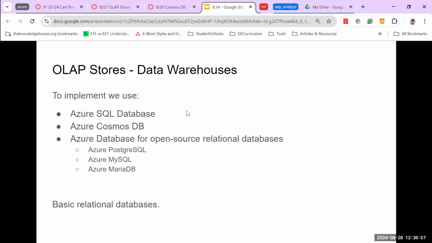Now, to implement a data warehouse, just like I said earlier, you don't need any specific tool. Really, you can implement this in Azure SQL, Azure Cosmos, or Azure databases for open source relational databases, such as Postgres, MySQL, or MariaDB. Once again, these are just basic relational OLTP databases.